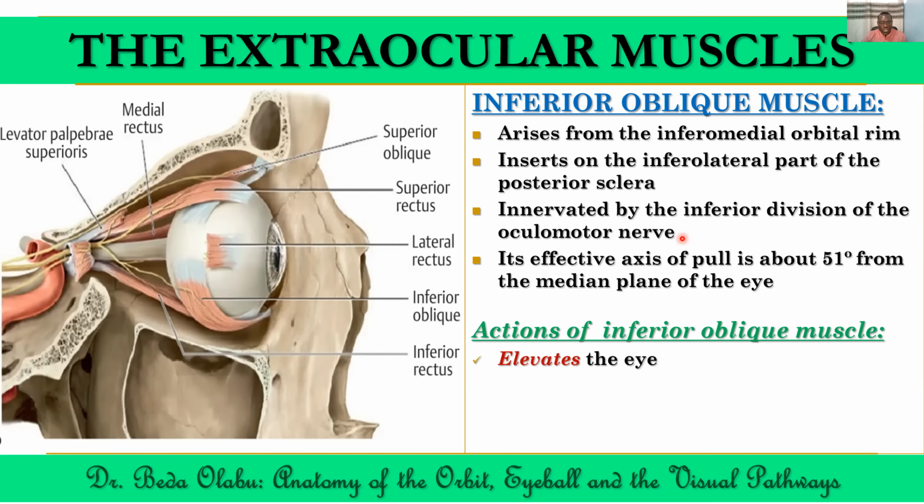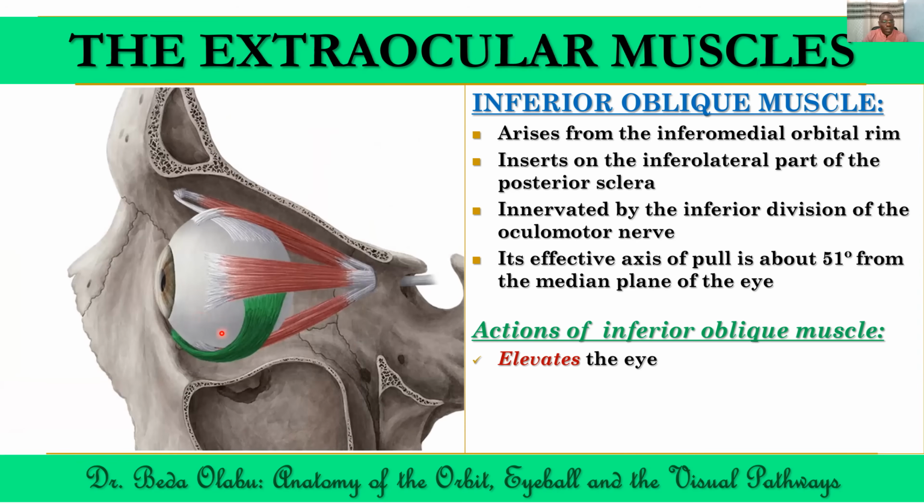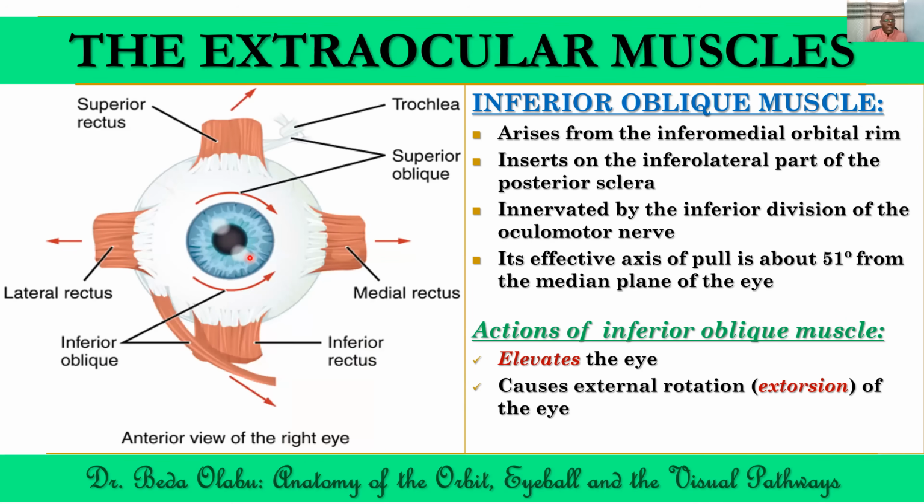So its actions will be to elevate the eye. It is pulling the posterior part forwards from the inferior aspect, so it will elevate the pupil. It also causes external rotation because it's pulling the lower part medially, so the upper part goes laterally. That is external rotation, as this image illustrates. So this is the action of the inferior oblique.